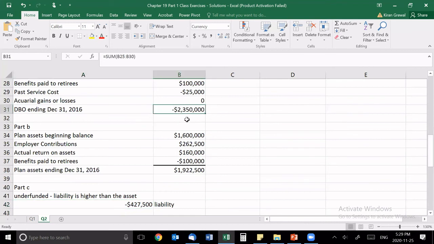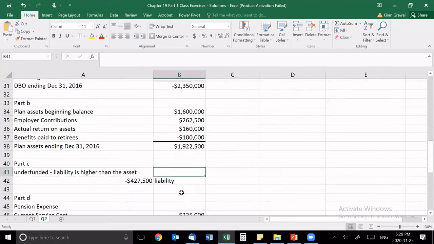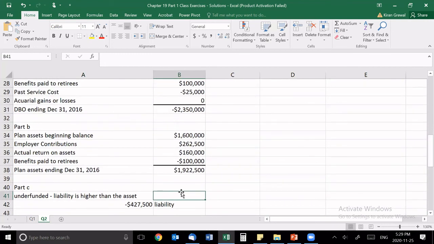So our liability is higher than our asset, which means the net amount is going to be a liability of 427,500. And the question was, is it overfunded or underfunded? If your liability is higher than your asset, then it is underfunded. That's what that means. Okay. So it is underfunded, and it's a net liability amount of 427,500. Okay, so that was part A, B, and C.